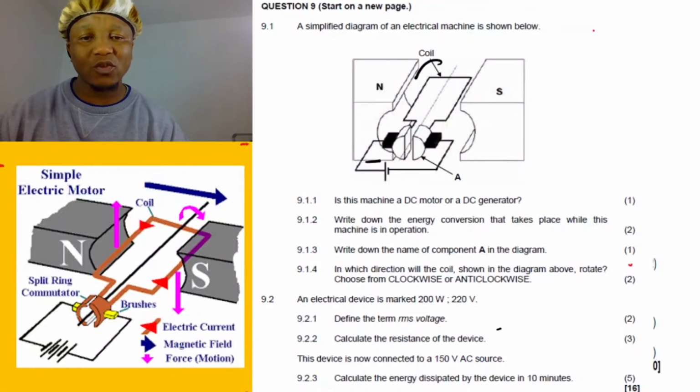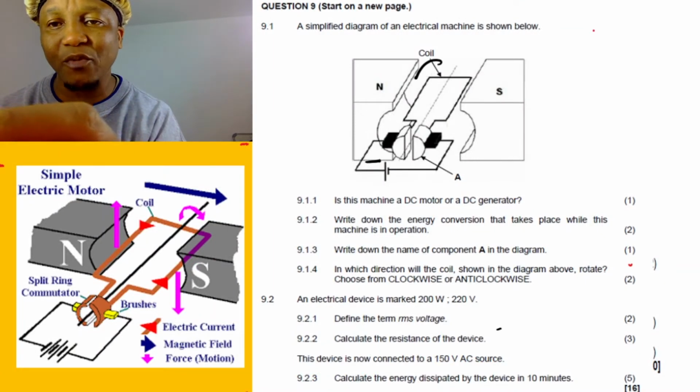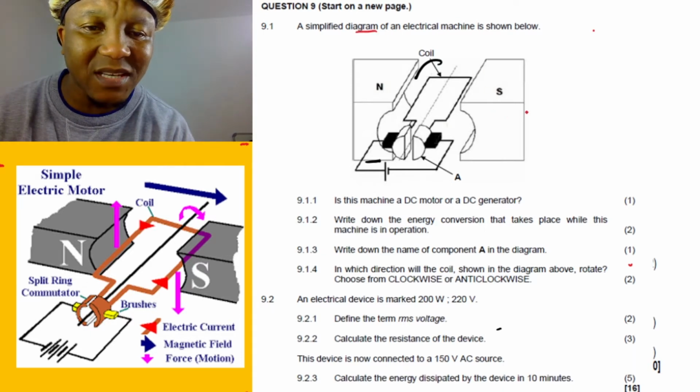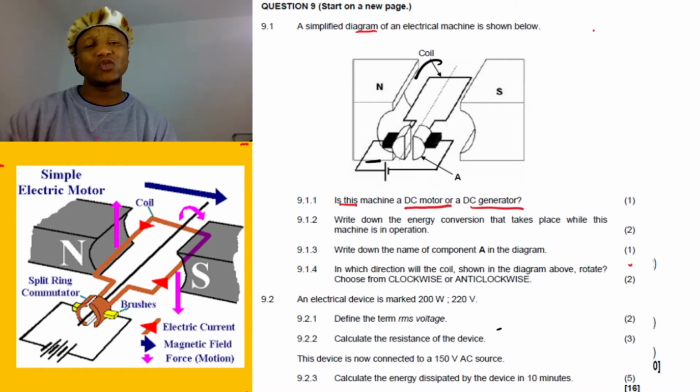Now let's get back to our crucial things that we have to do, the main purpose of the program. So let's say here, in a simplified diagram, the machine is shown just like how we see. Now they ask, is this a direct motor or a DC motor? Let me explain to you what that means.